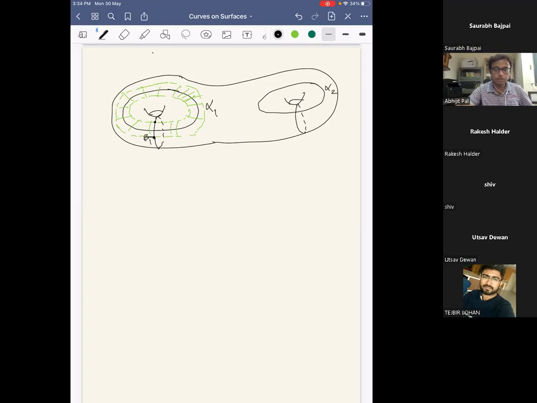Then your beta 1 will be this, right? But if you cut along this beta 1 as well, then each point will correspond to 2 points. So that is the meaning of 4 marked points. Marked points lie at the boundary. Exactly.